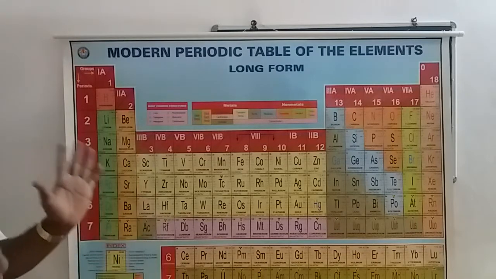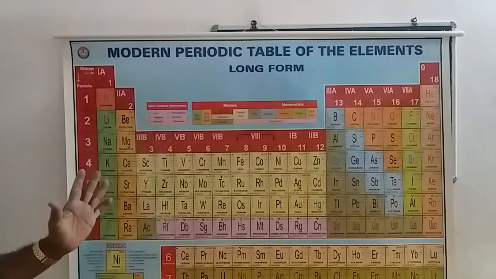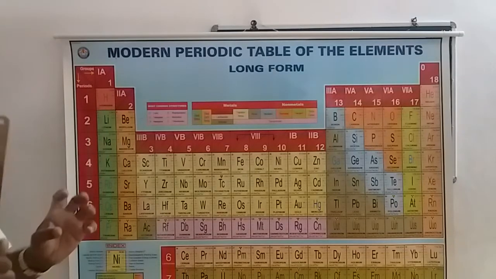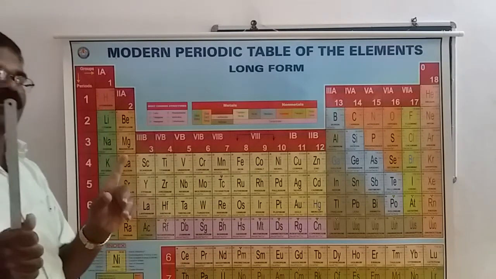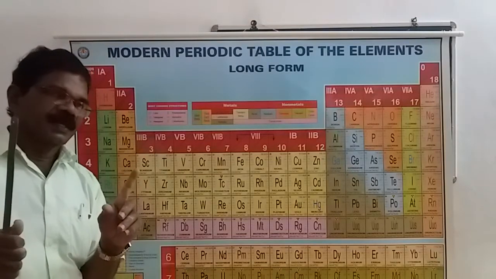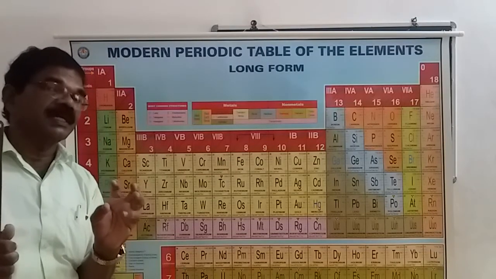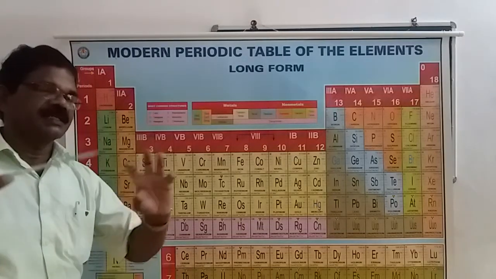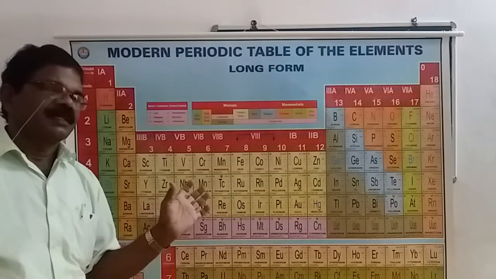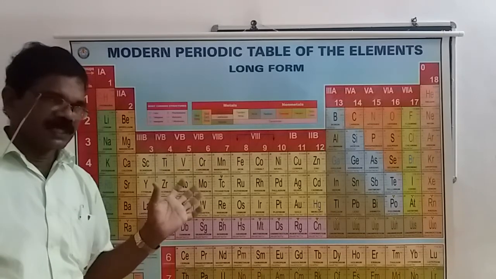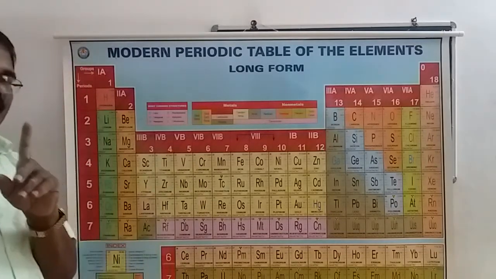While you are studying metals, always remember that metals means metallic character. What is metallic character? The tendency to lose electrons. The tendency to lose electrons is always related to the size of the atom. If the size is big, the tendency to lose electrons is very great. If the size is small, the tendency to lose electrons is very less.